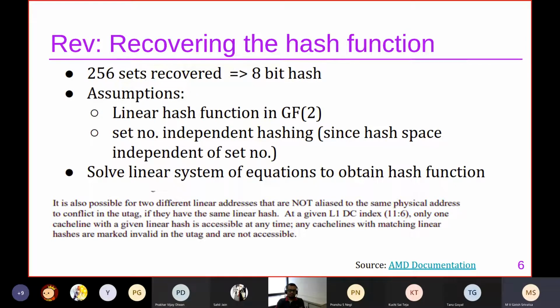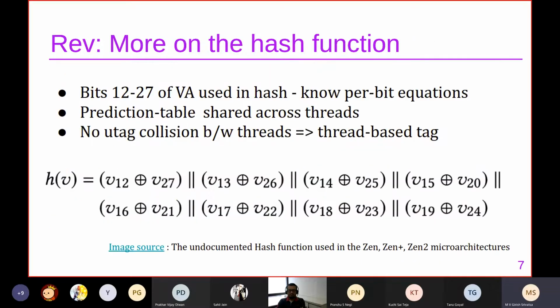Within a particular set, all addresses have the same mu tag, which implies we get a linear system of equations. Solving them within each set, you obtain the hash function. They tested this against most modern AMD architectures and found that bits 12 to 27 of the virtual address are used in them. You obtain equations corresponding to each bit, but the order in which these bits appear is still unknown.